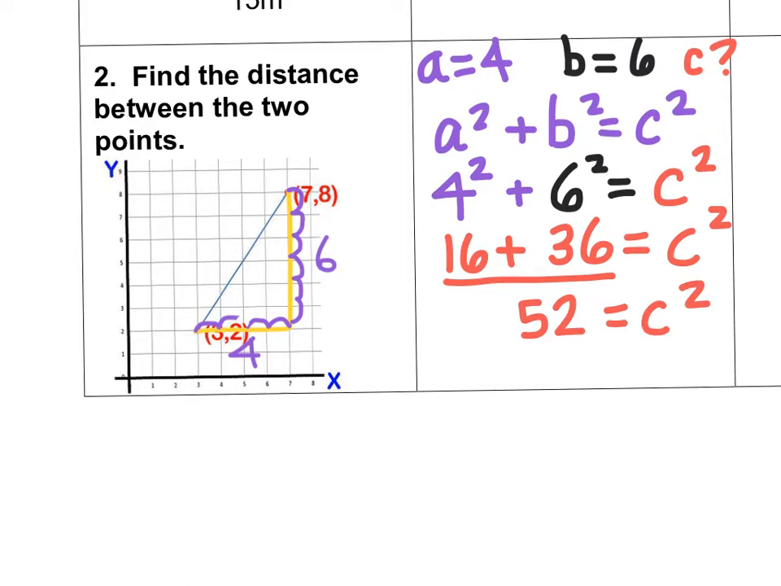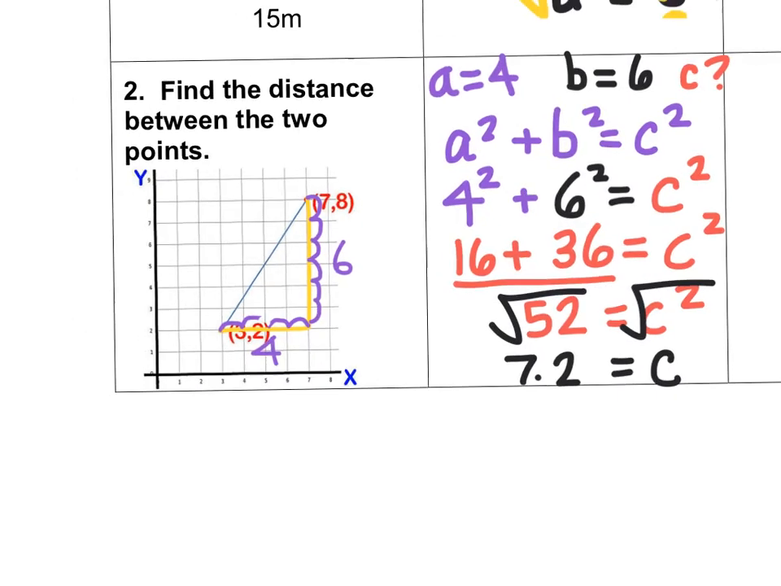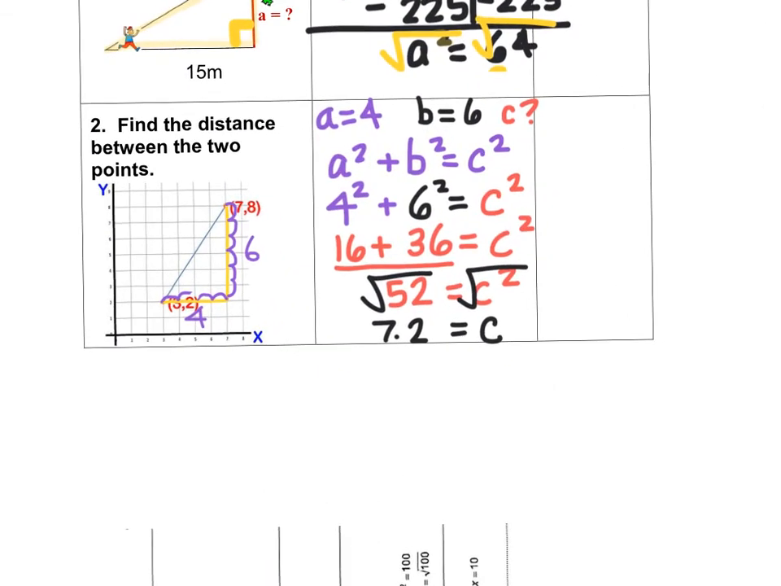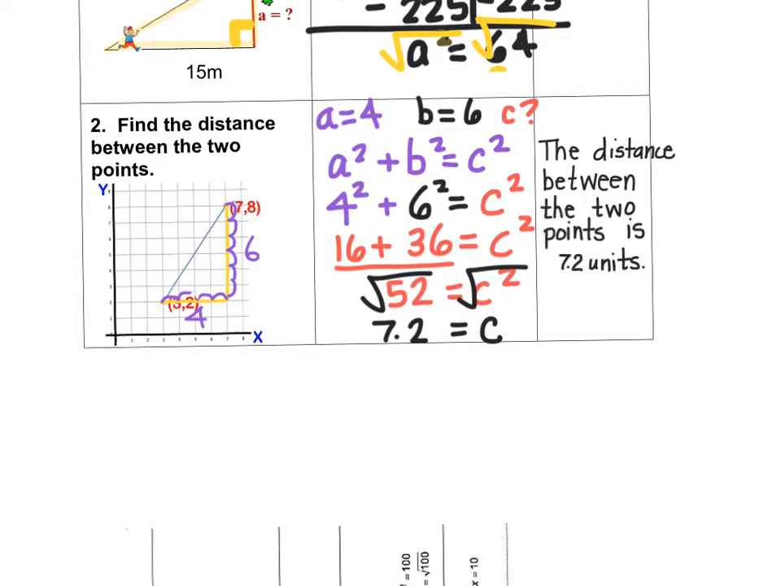Now let's take the square root of c and the square root of 52. What you do to one side, you do to the other. Please round your answer to the nearest tenth. Now let's talk about the solution. It should be written in a sentence form. So the question is, find the distance. The distance between the 2 points is 7 2/10 units.